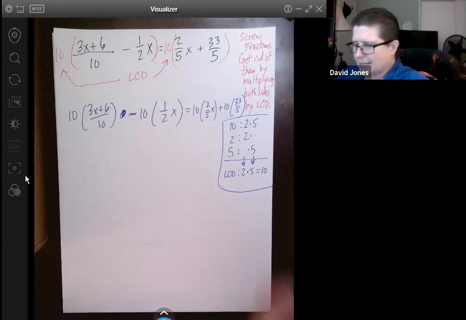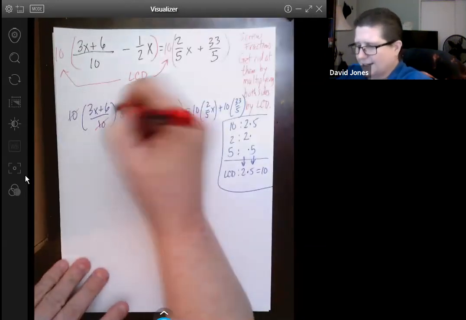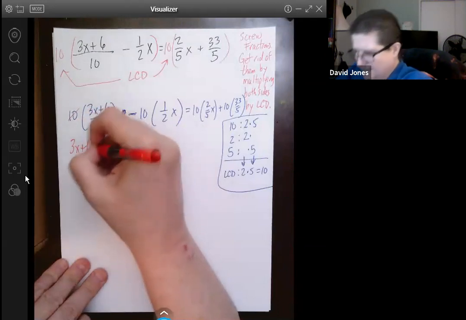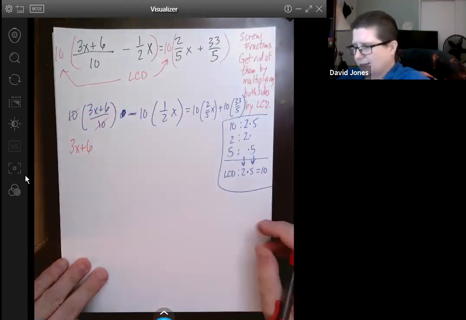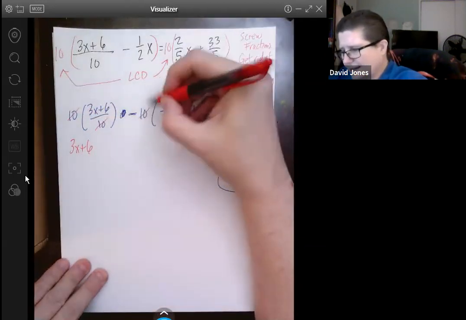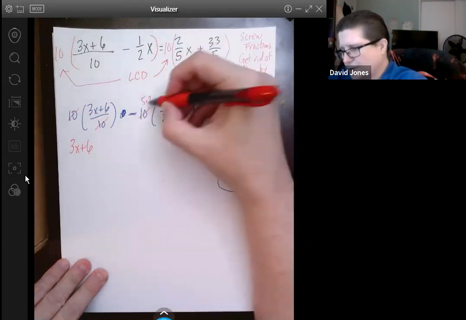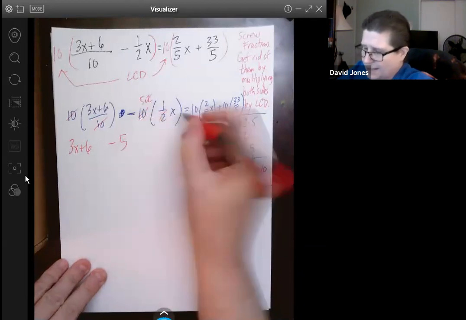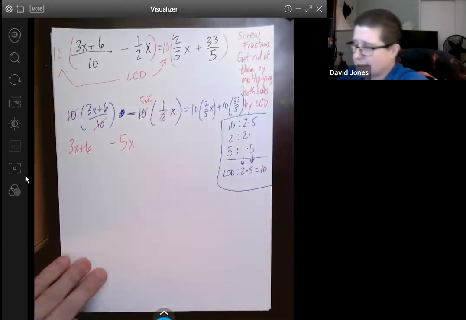I can do some canceling. The 10s there cancel, and I'm left with 3x plus 6 there. Here, 10 is 5 times 2, and the 2's cancel, and I'm left with just 5. Minus 5, and there's an x still, minus 5x.